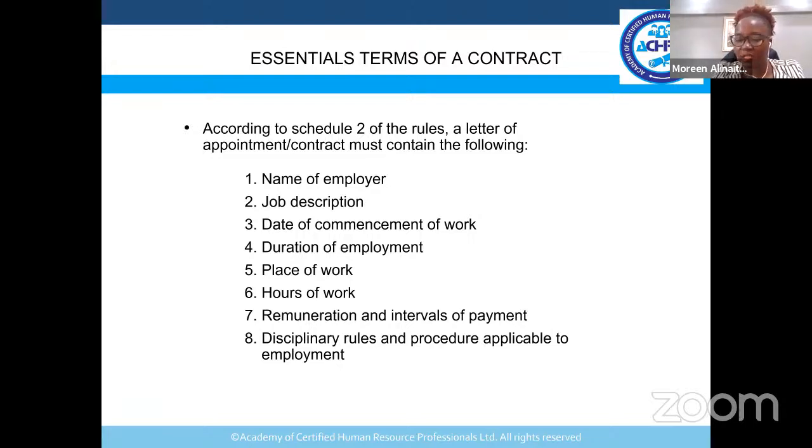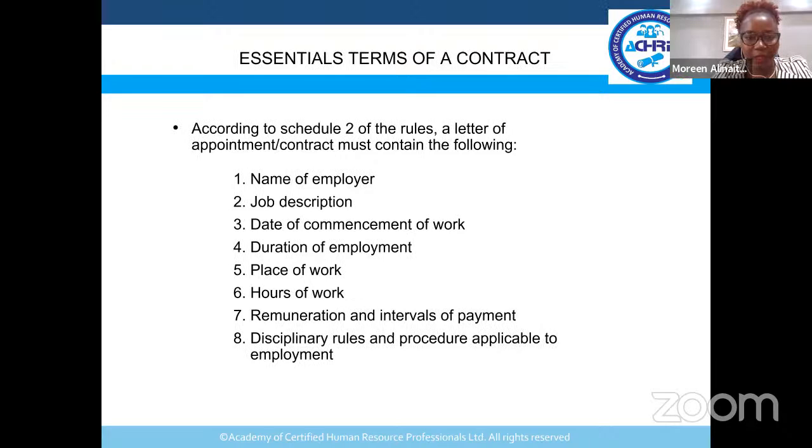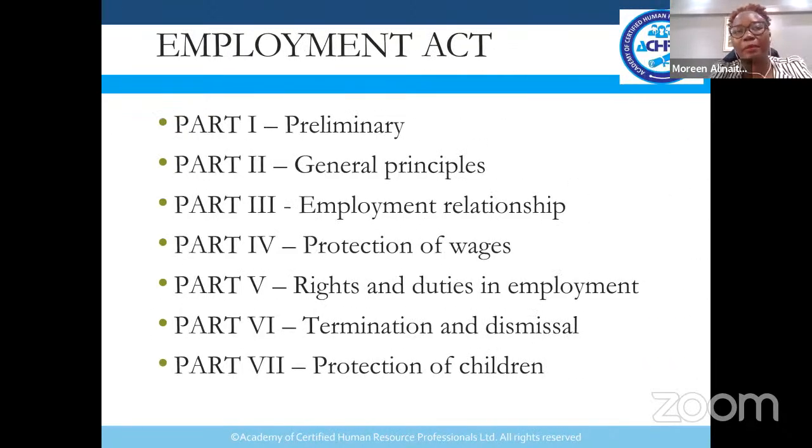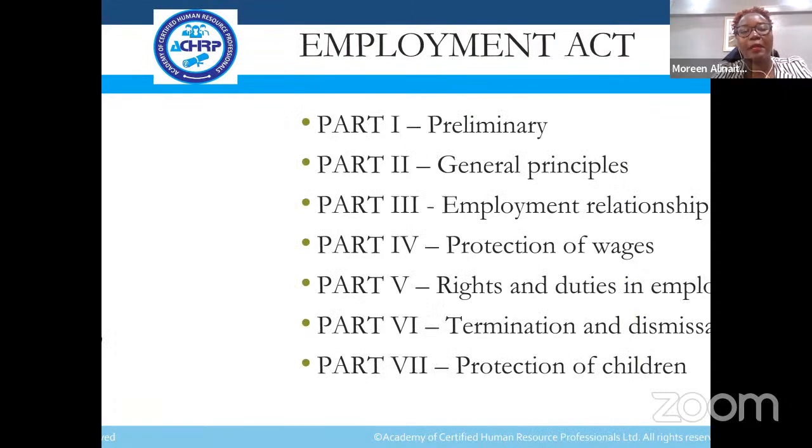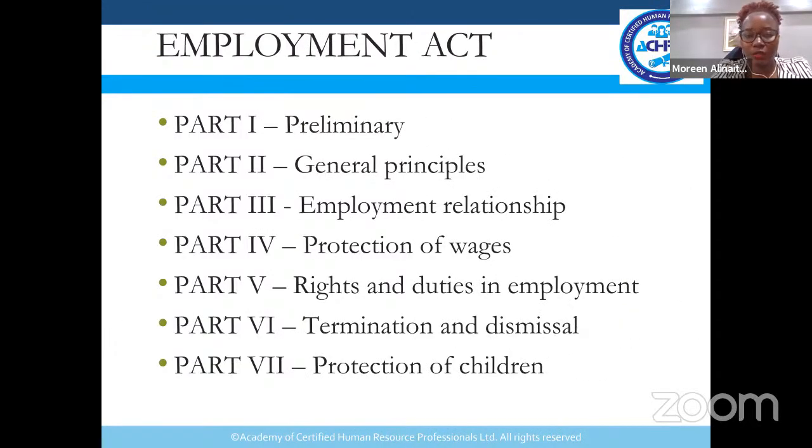So these are the specific terms that are supposed to be included in a contract according to the legal notice number 28 of 2014. We'll swiftly move on to tackle the Employment Act. The reason why we were doing this is because whatever we are going to discuss after now specifically covers the rules of engagement. It specifically covers what is supposed to be done when you have a contract of employment, okay?